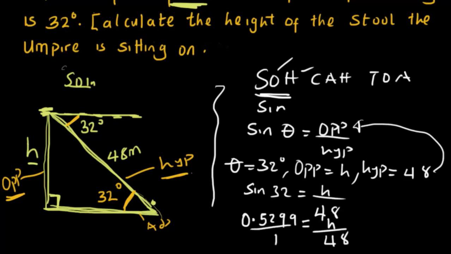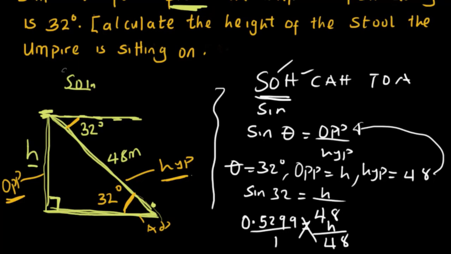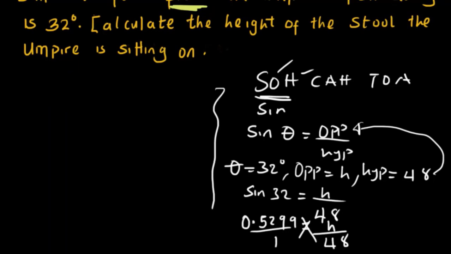Now remember, this is like over 1, so we cross multiply. Do you understand? Now let's solve the remaining somewhere by the side. So we have H times 1 is H equals 0.5299 times 48, which will give us approximately 25.4 meters. Do you understand?